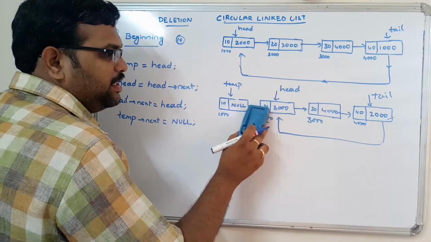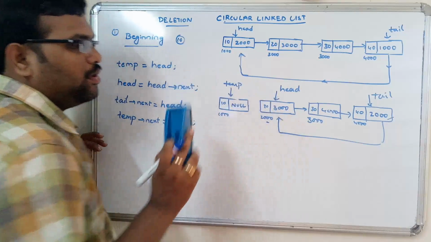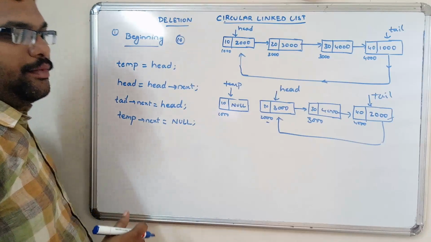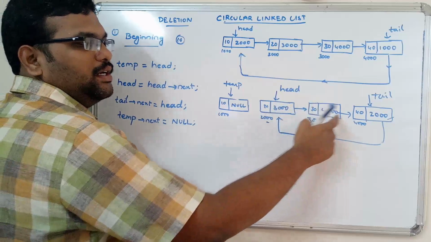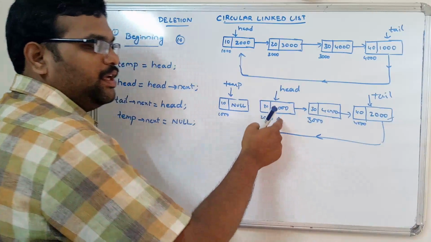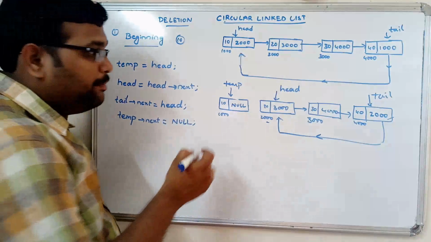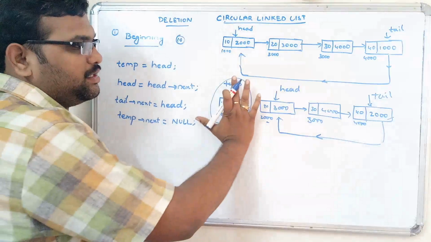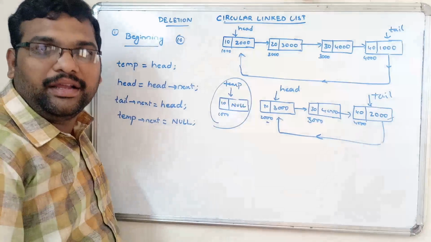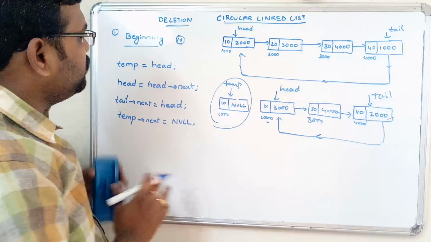That implies it disconnects the link between this node and the next node, right? So the output is this one. The first element is 20, 30, 40, and the 40 is mapping with the first element. So hope you understood. If you want to deallocate the memory, automatically if you apply the free function to the temp, this memory will be deallocated, right? So hope you understood this.